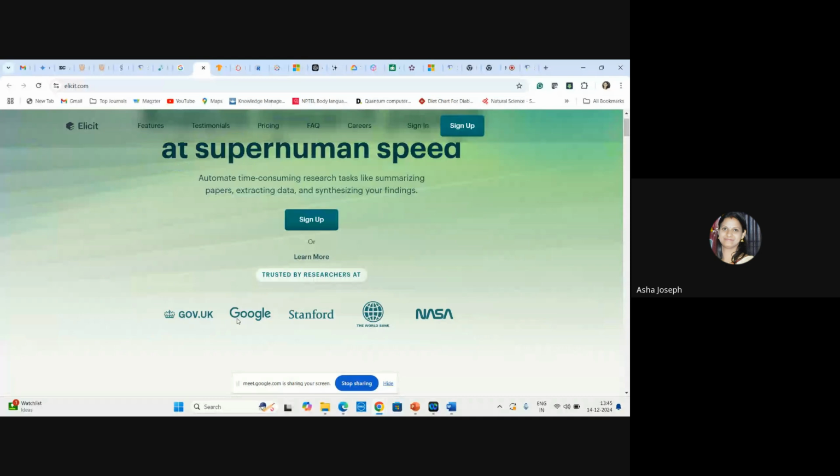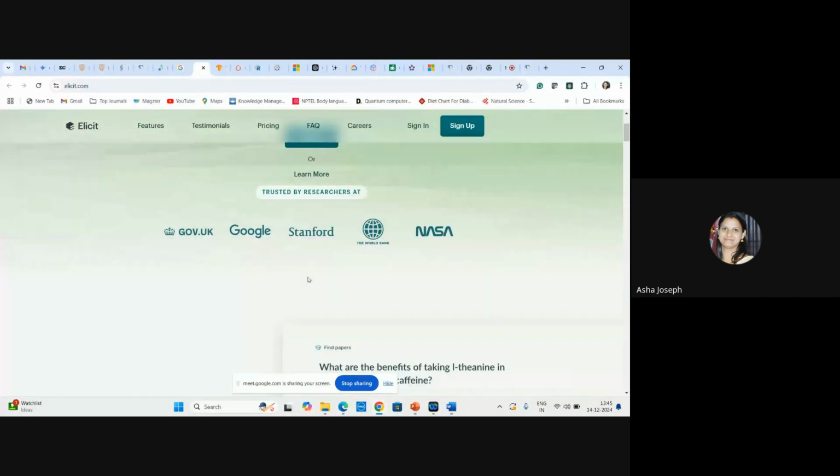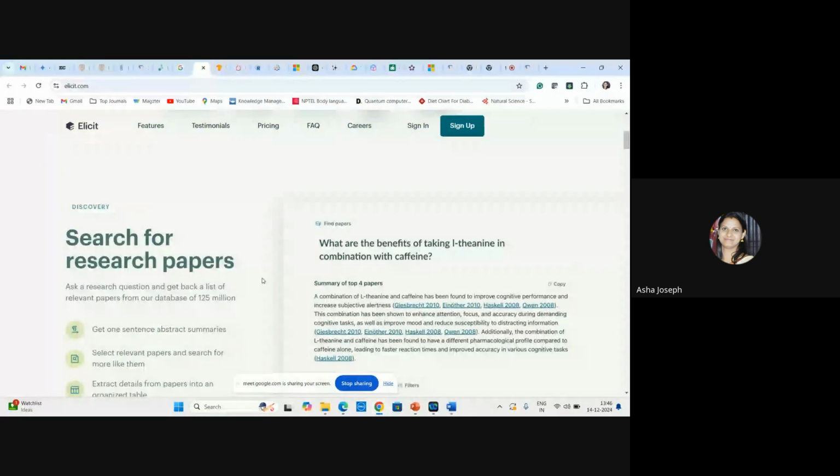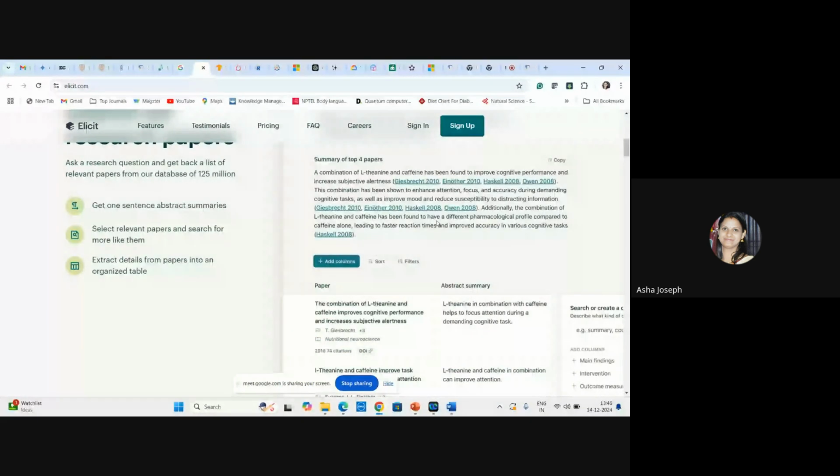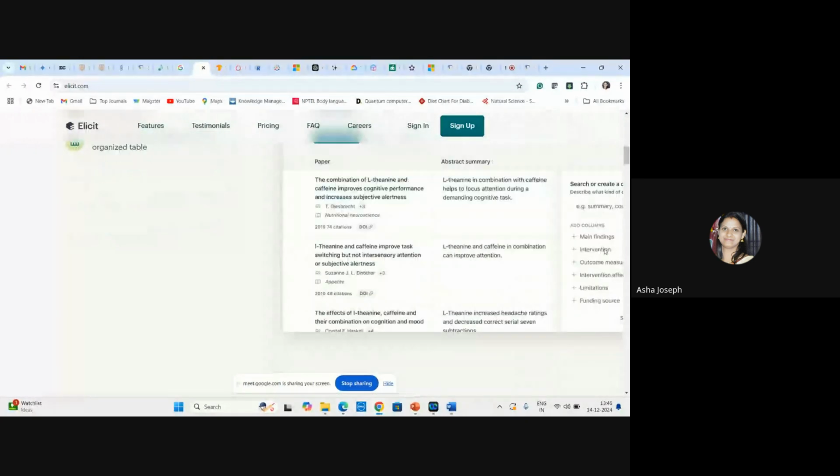These are some of the sites, and they will be getting the data for you from the UK government, Google, Stanford University, the World Bank, NASA, from all the different places. And you can even search for research papers. You can even ask about one particular topic itself. Suppose you don't know the paper name, but you have something in your mind. You can just type your topic over here and it will give you a summary. It may not give you the paper, but it will give you the summary of top 4 papers. And it will tell you which paper it is, what is the abstract summary, what are the main findings, what is the main intervention, and outcome measures.